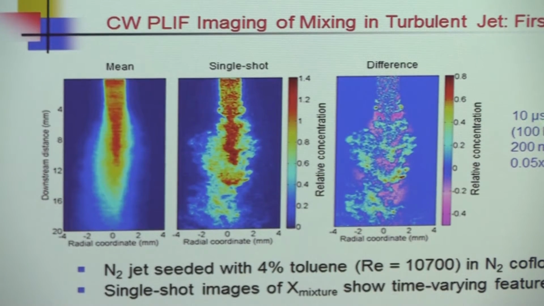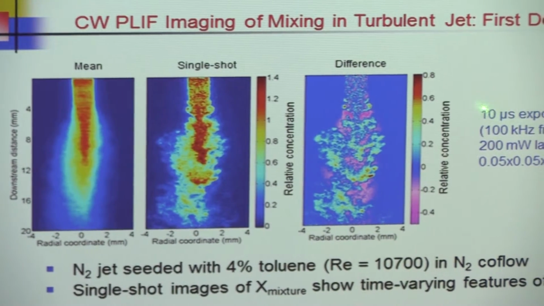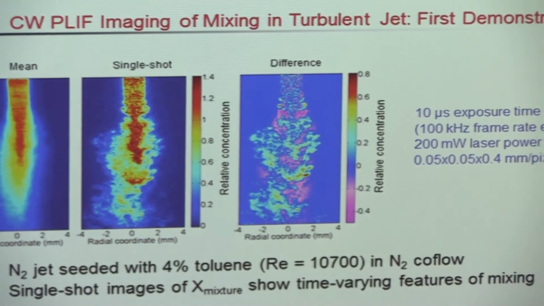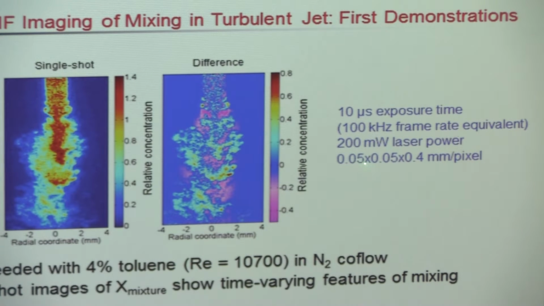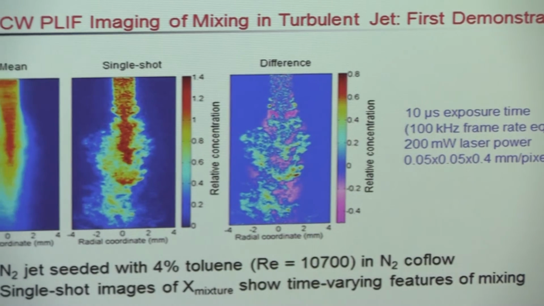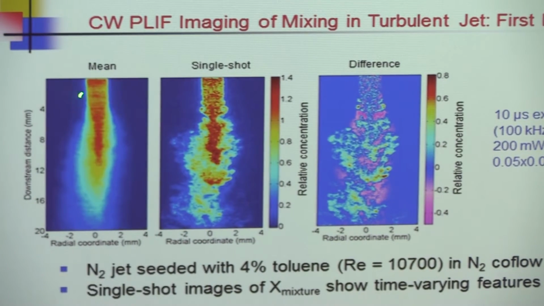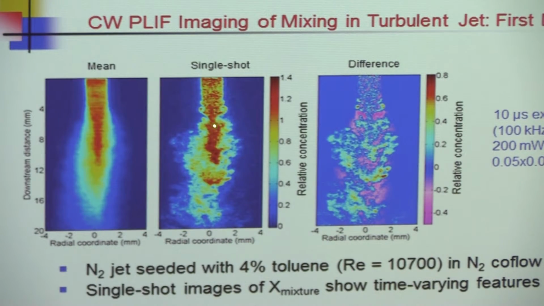Now, actually here he was only using 10 microsecond exposures, corresponding to 100 kilohertz framing rate. And our laser power had drifted down to about 200 milliwatts. And he's doing this for 50 microns by 50 microns. So this is really pretty high spatial resolution. If he averages a bunch of signals, he gets the mean. That's easy. If he looks at a single shot picture, he gets this. Here's the relative concentration. And if he takes the difference between any single shot and the mean, he can resolve these fluctuations pretty well. These are down to a few percent.